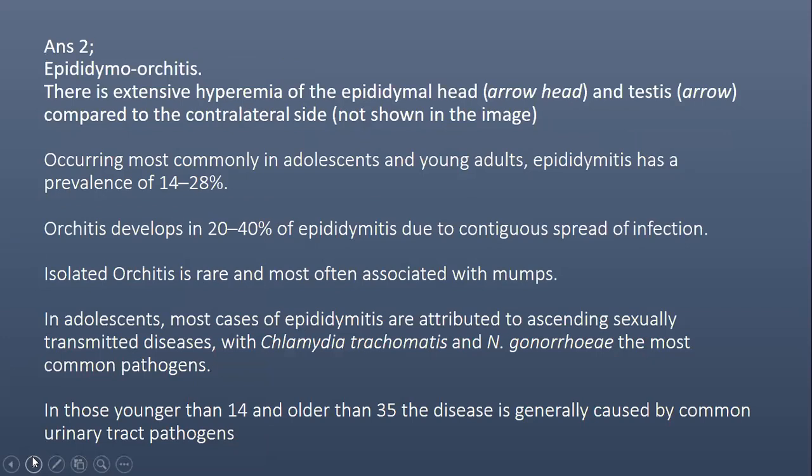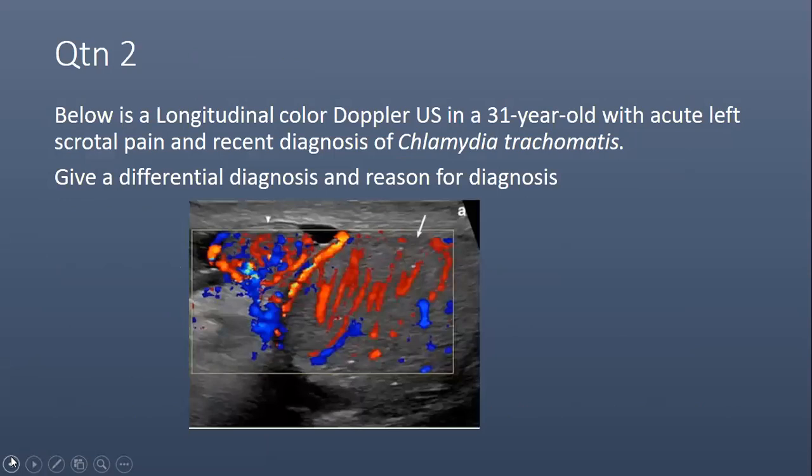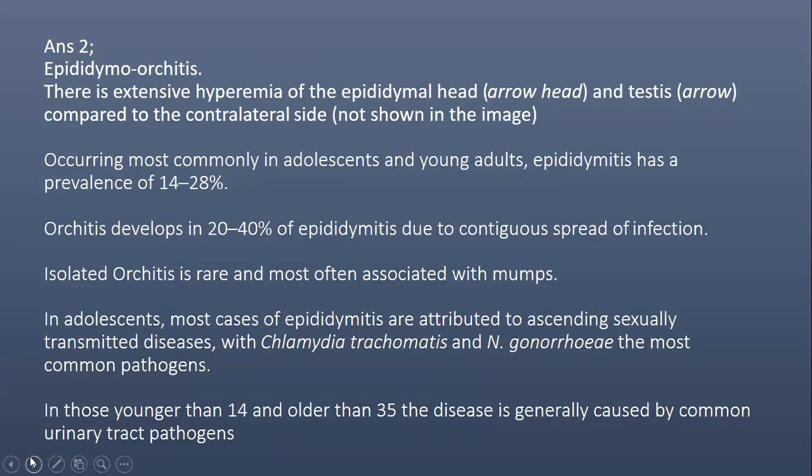So question number 2. Below is a longitudinal color Doppler ultrasound image of a 31-year-old with acute left scrotal pain and a recent diagnosis of chlamydia trachomatis. Give the differential diagnosis and the reason for the diagnosis. You can see the sonogram there. I've already given you the answer, so we can be quick with this one. I only have 4 questions.